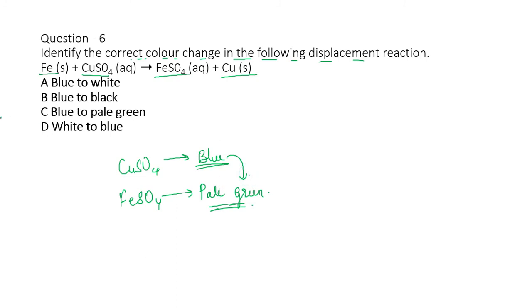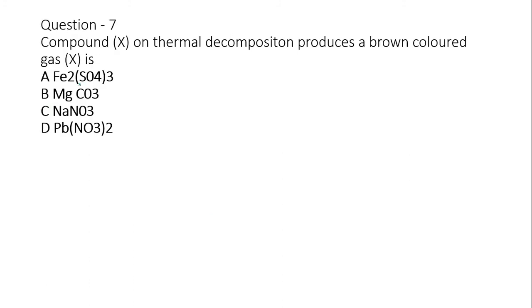So what we can see is that blue to white is wrong, blue to black is wrong, white to blue is also wrong, because CuSO4 was blue and FeSO4 is pale green, so that means option C is correct. So I hope it is clear to you. So let's move to the next question.